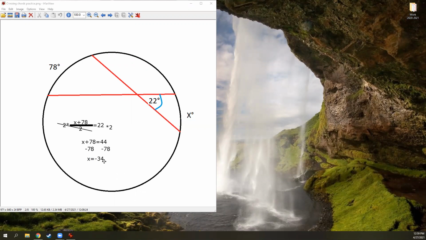That's, of course, impossible because we don't measure things in geometry by negatives. Something can't be negative feet, you know, negative miles. So this couldn't be negative 34, which means I messed up the question because that's not possible. But regardless, that is how you would solve if one of the arcs was x instead of the angle on the inside. You would set it up normally in the equation and then just solve it algebraically.